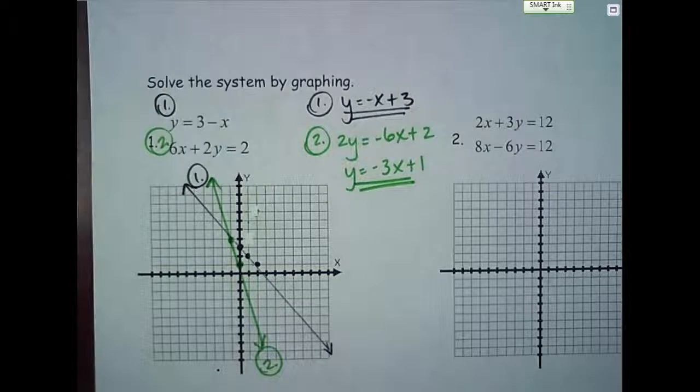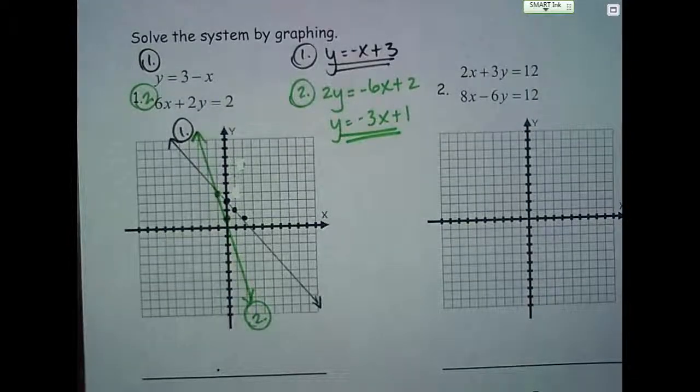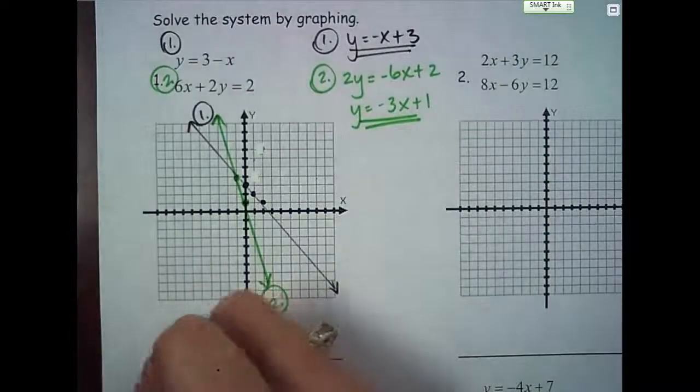Where do they cross? What's the answer? What's the only thing that makes both true? What point is that? Negative 1, 4. Excellent. So, negative 1, 4 is the answer.